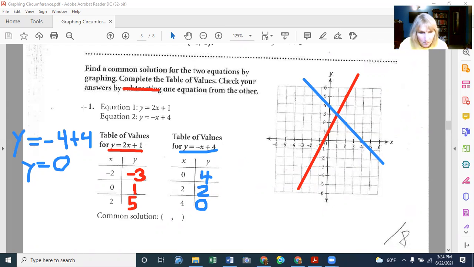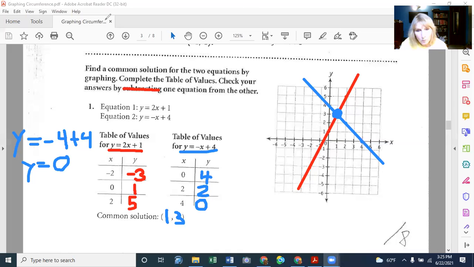And then we have to find the common solution. The common solution means what point is going to be found on both the red line and on the blue line to make the equation true. So I am looking to find this point of intersection right there. So can we see what the number values are? Well, the x value is 1, the y value is 3. So 1, 3 is the intersecting point.